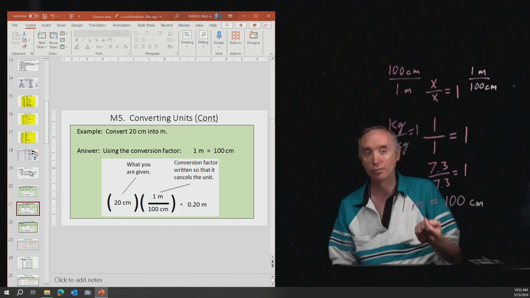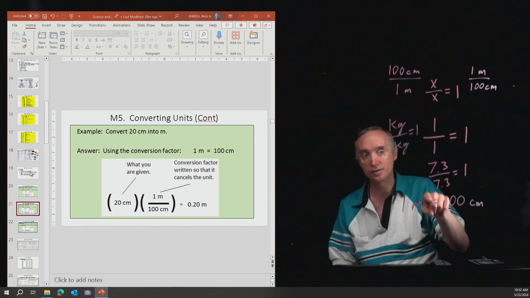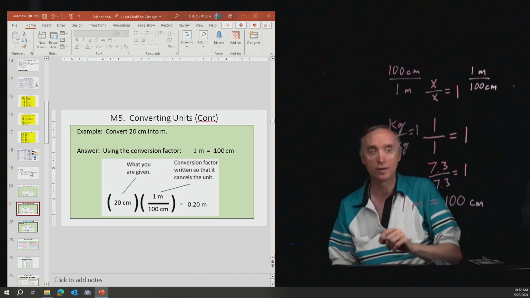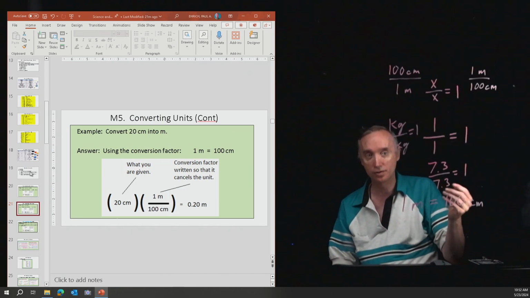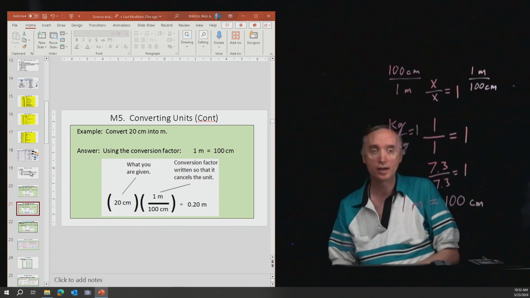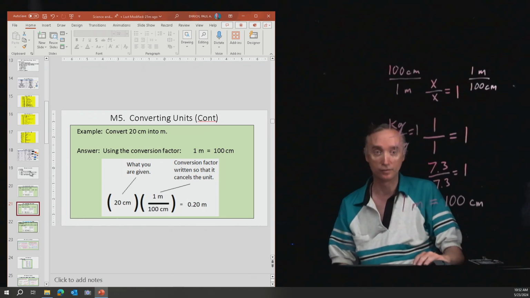Okay, and then in the second set of parentheses, that's going to be our conversion factor. We want to get rid of the word centimeter, so I'm going to put the centimeter on the bottom and the meter on the top. Then I go to my conversion factor: 100 was next to the word centimeter, and 1 was next to the word meter. Now I get out my calculator, do the calculation, and I get 0.20 meters. And that again would be good to 2 significant figures.